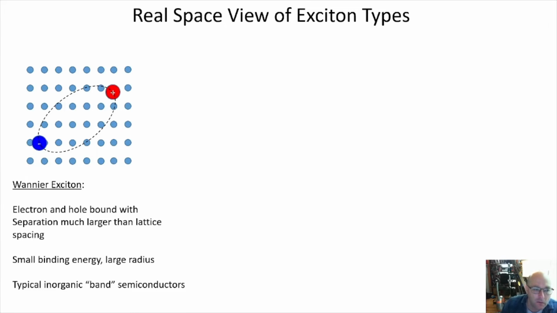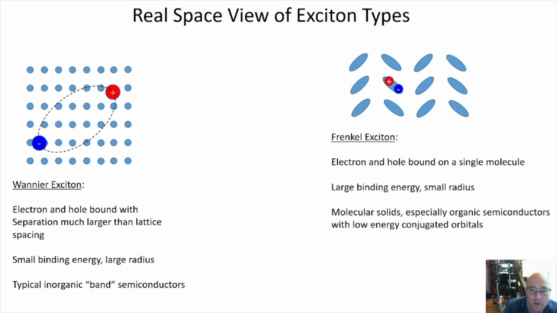And so another extreme case that we talked about in the last lecture was the Frenkel exciton, also called the molecular exciton, where you have an electron and hole bound together on a single, usually organic molecule. And so these would have a much larger binding energy because of their smaller radius. And you find these in molecular solids like the organic semiconductors that make organic photovoltaics.